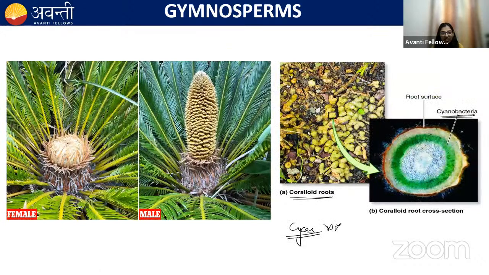You can see in this image, this is a male cone of Cycas. Here you can see these are megasporophylls. This is a female plant. This is a male plant. They are separate plant bodies. So Cycas is dioecious or unisexual.